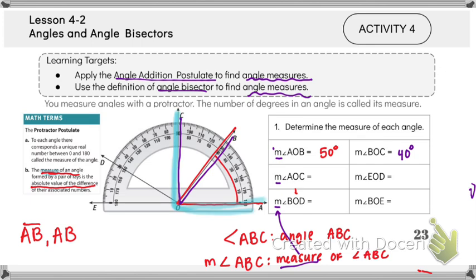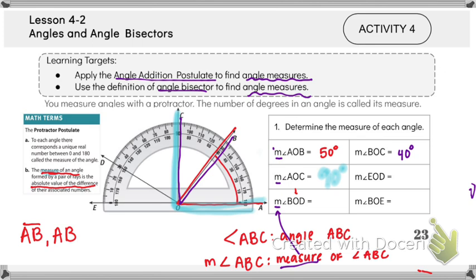And last but not least, let's look at measure of angle AOC. This angle right here, you can either look at the top numbers or the bottom numbers. It does not matter. So let's look at the bottom numbers. We're going from 0 all the way to 90. From 0 to 90, that is 90 degrees. Or look at the top numbers. We're going from 90 to 180. From 90 to 180, that is still 90 degrees.